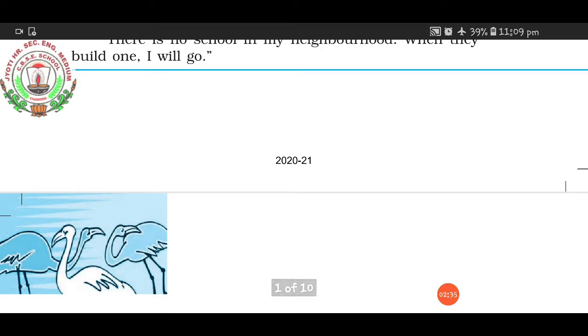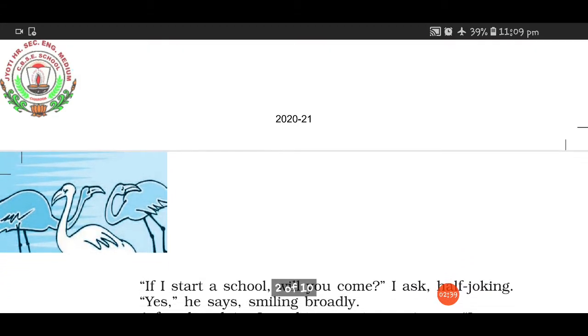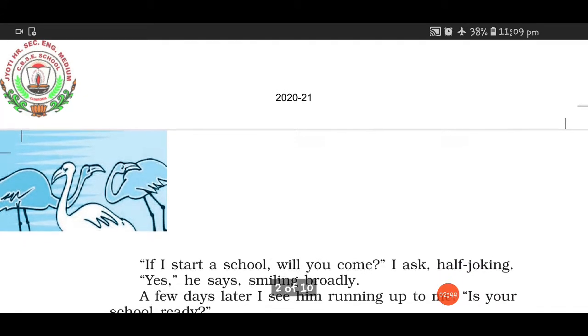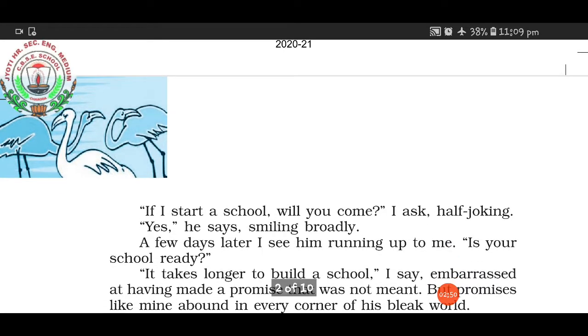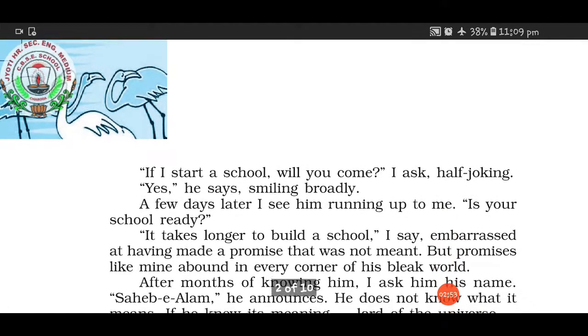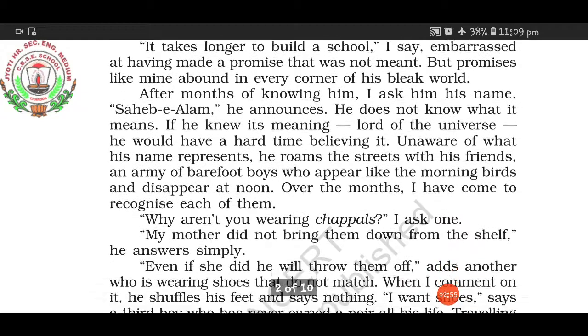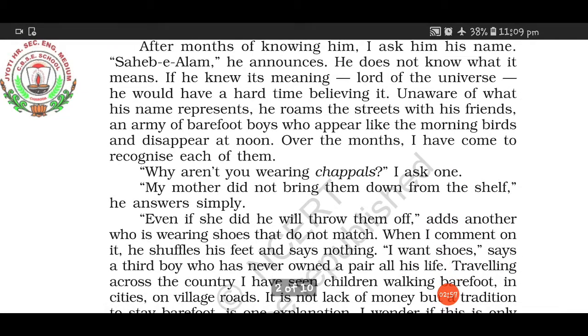After a few days he went to her and asked whether her school had been built or not. She felt very ashamed and embarrassed that she behaved like many others in this world, making false promises to people like Saheb. Not only Saheb, but she also got friendly with many of the other children who used to do the rag picking work. And when she started asking questions to them, they gave her answers which were not expected.